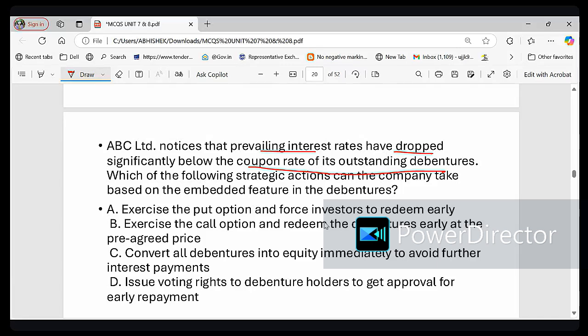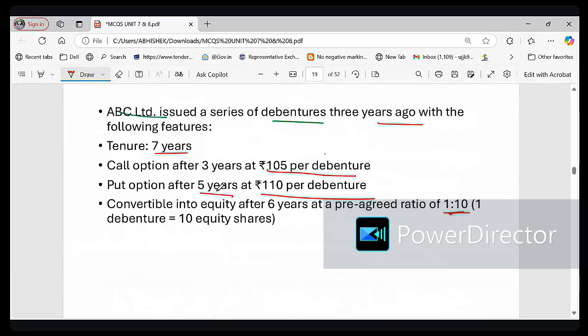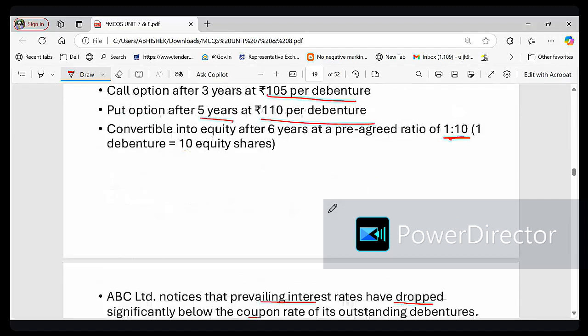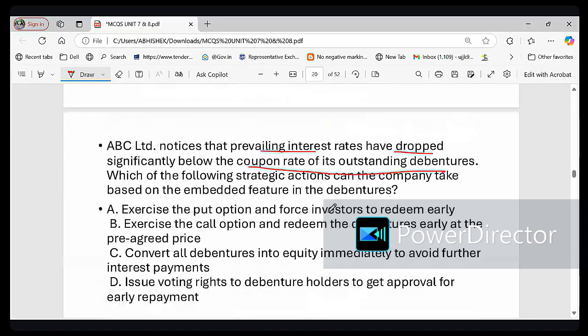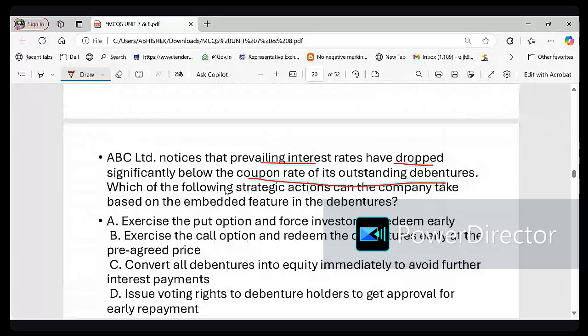What do you think? Please understand what is happening in the question. This company has issued a series of debentures 3 years ago, and the tenor, call option and put option are given. They have taken these for hedging purposes, and they can convert this debenture into equity after 6 years. But what happened just after 3 years? The interest rate in the market has fallen below the rate on this debenture.